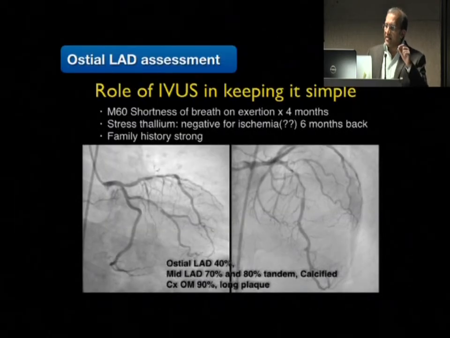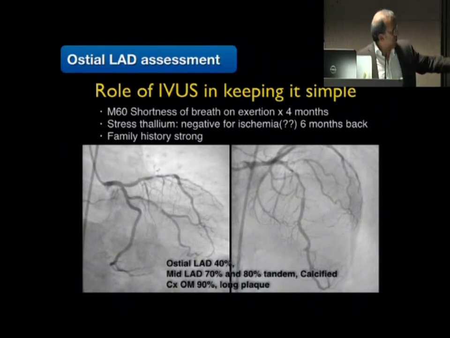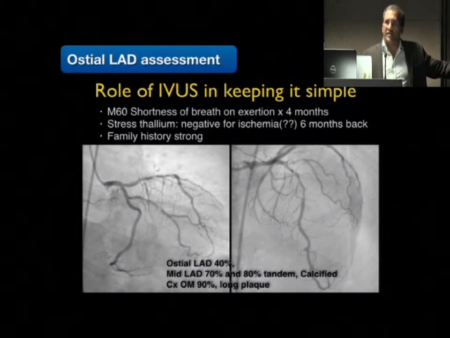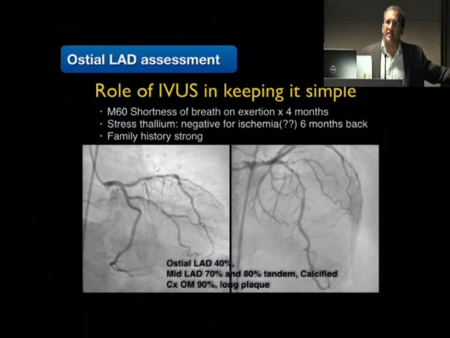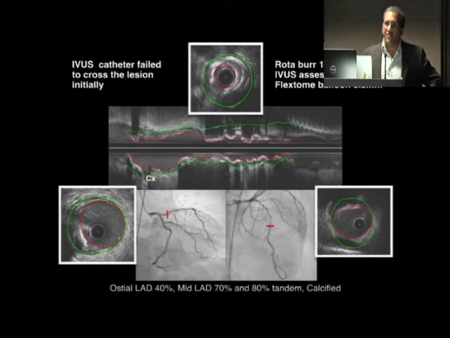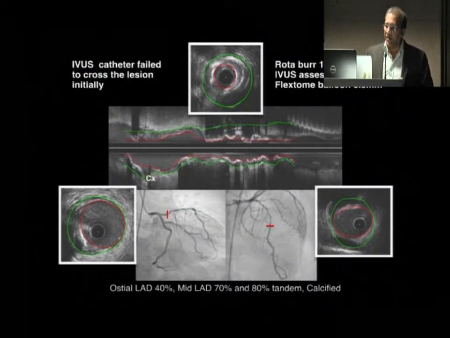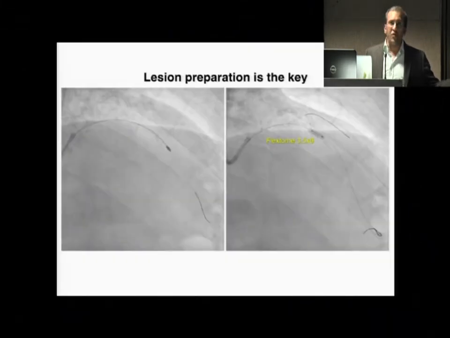I want to show you one last case in keeping it simple. This is a patient who was referred to me for a rota LAD and a rota circumflex. And we can see that the ostium of the LAD is diseased, and it was said 60%. When we look at the IVUS, we do a rota based on the IVUS. We plan the stent in the LAD. We plan the stent in the circumflex. We do a rotoblator, then we do a flextome balloon.